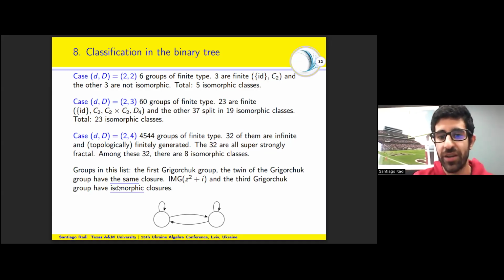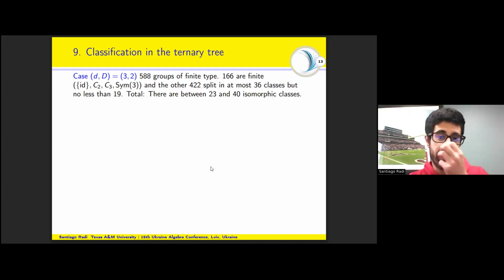We have the directed graph here. We can see that there are 3 cycles. In particular, there is 1. Then in the ternary tree, we have in def2, 588 groups of finite type. 166 of them are finite, but they split in 4 isomorphic classes, and the other 422 split in at most 36 classes, but no less than 19. I cannot completely classify here because there are so many groups that are not even fractal. And that's the reason I could just give a lower and upper bound.